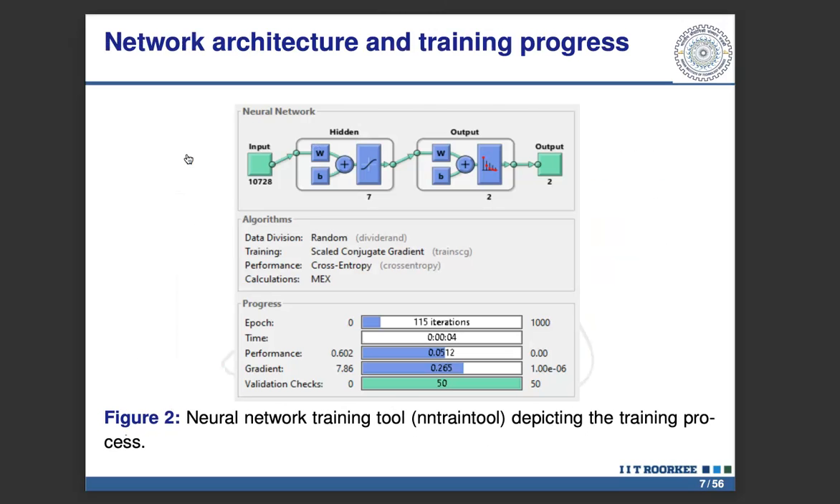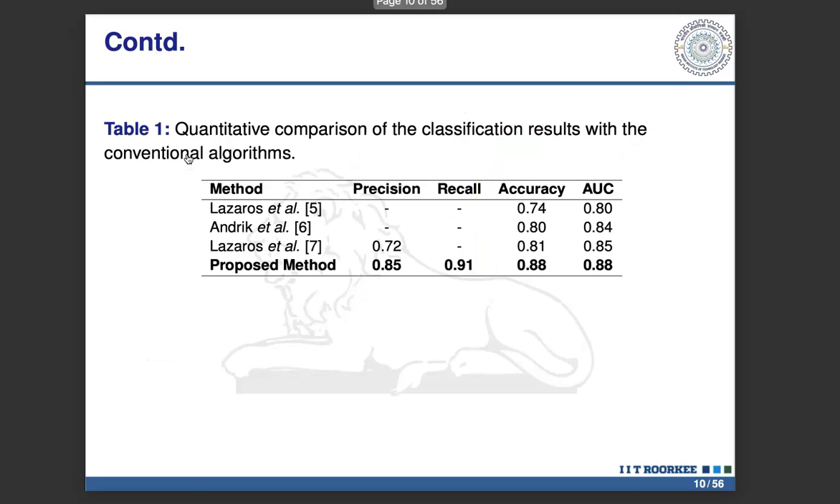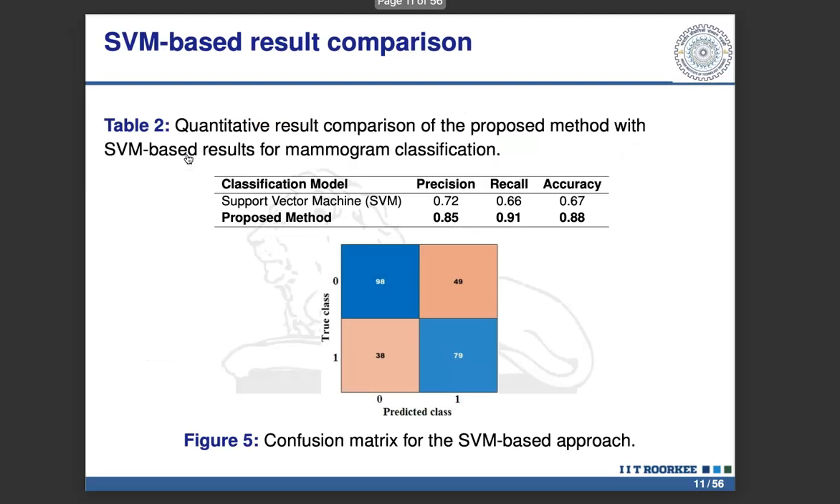This is the architecture, wherein the hidden layer contains 7 neurons and the output layer contains 2 neurons. These are the results, where 88.6% of all the samples have been correctly classified into different classes. These are some of the results from the proposed architecture in comparison with the state-of-the-art models.